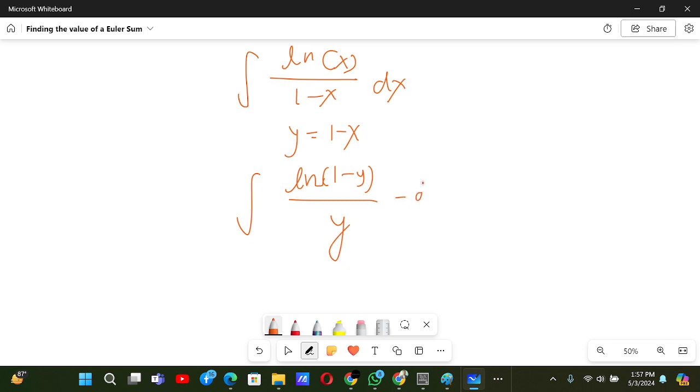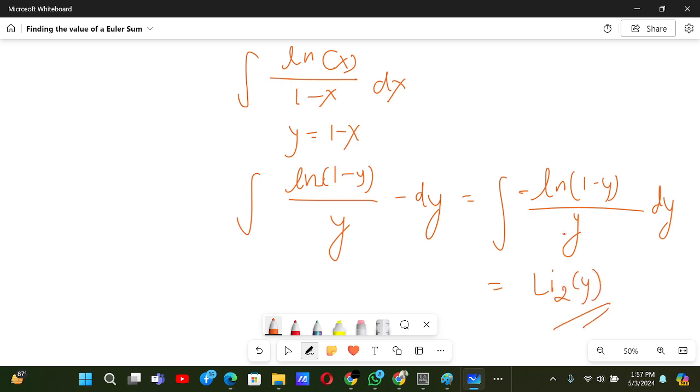The indefinite integral of ln of x by 1 minus x dx. Let me show you this. First of all, we make a u substitution, that is we make y equals 1 minus x. After that we get ln of 1 minus y by y, and now minus dx is dy, so this is minus dy. Now we know that the integral of minus ln of 1 minus y by y dy is just Li_2 of y. We all know that. So this is Li_2 of y, but the initial integral was in terms of x, so again we have to take it in terms of x, and that gives us Li_2 of 1 minus x. So the indefinite integral of this expression is basically Li_2 of 1 minus x.